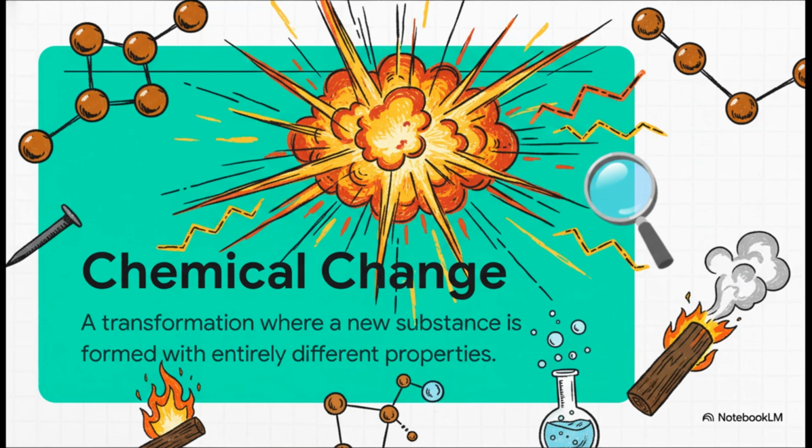Now, the second path is a completely different story. This is the chemical change. This happens when a critical energy threshold is crossed. The actual internal atomic architecture of the material is broken apart and entirely rewritten. You are literally synthesizing a brand new substance with totally different properties.